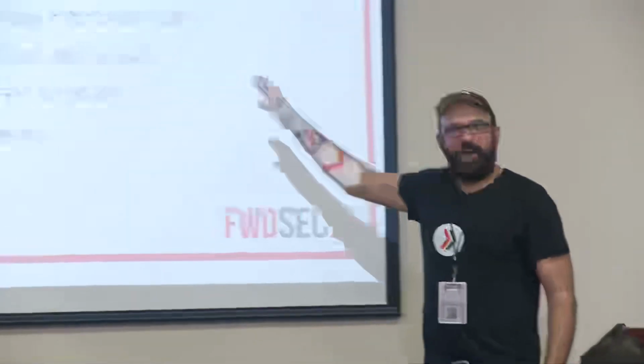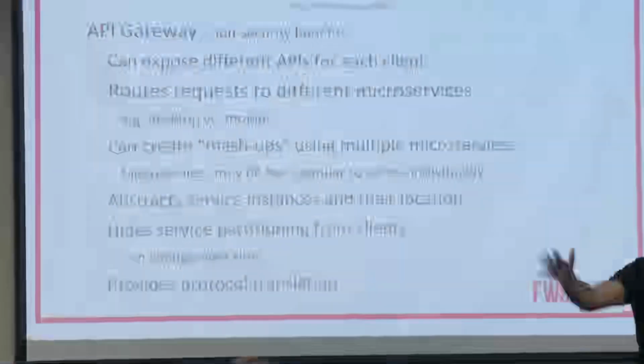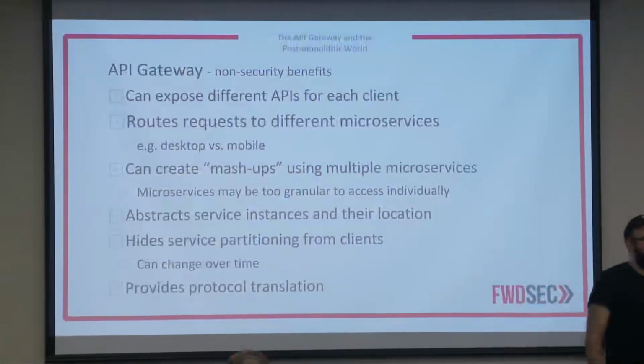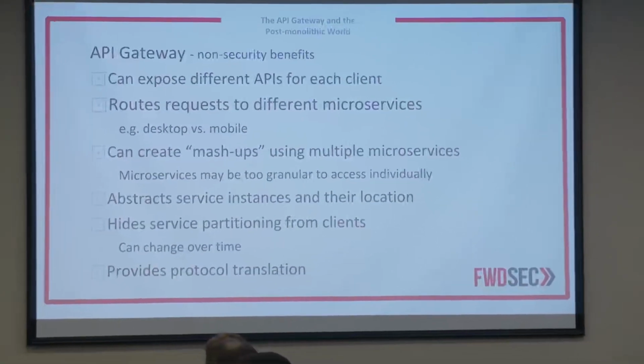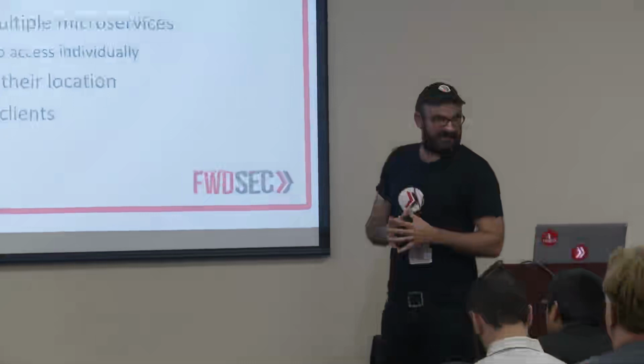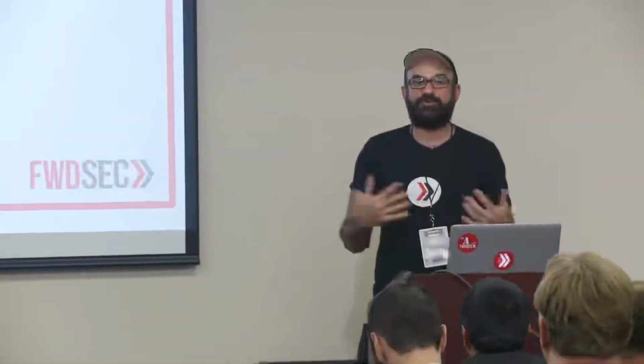API Gateway is not just for security. API gateways can expose different APIs for each client. They can route requests to different microservices. So you could have desktop versus mobile versions of stuff, and API gateways can help you with that. And they can create mashups using multiple microservices.